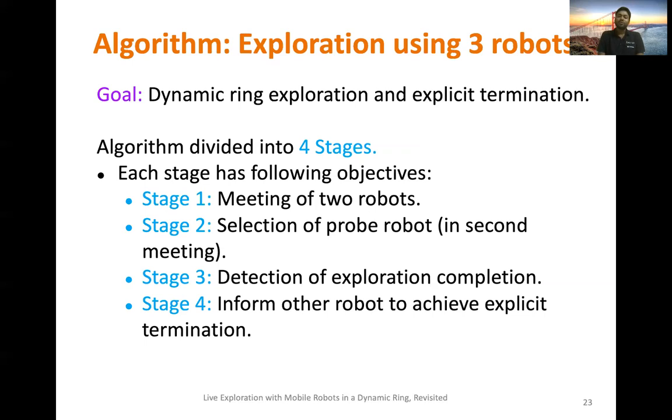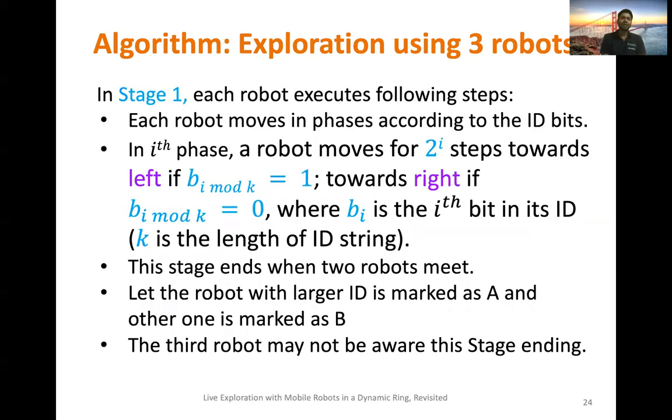And in stage 4, like in stage 3, essentially 2 robots detect that the exploration is completed, and in the 4th stage, the 3rd robot should be informed that the exploration is completed, so that everybody can terminate, so we can achieve explicit termination. Okay, so let's go to stage 1.